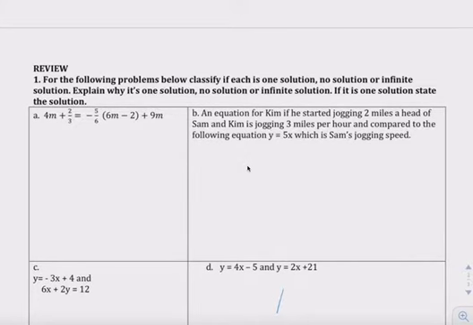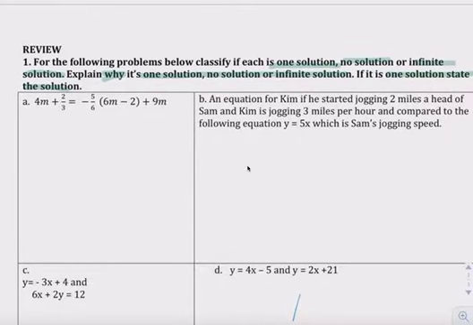Here we go. For the following problems below, classify if it's one solution, no solution, or infinite solution. So we need to explain if it's one solution, no solution. Explain why. If it's one solution, state the solution. So we need to solve it if it's one solution. Okay, that's what it means.